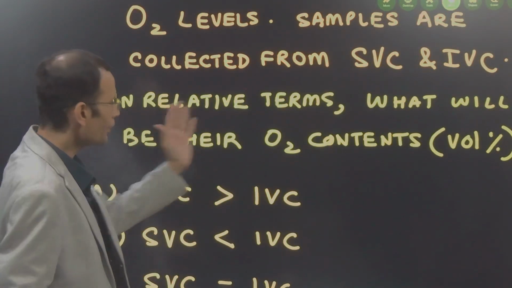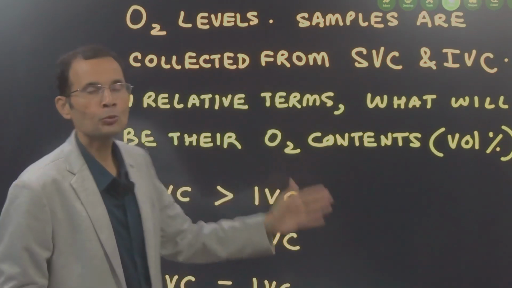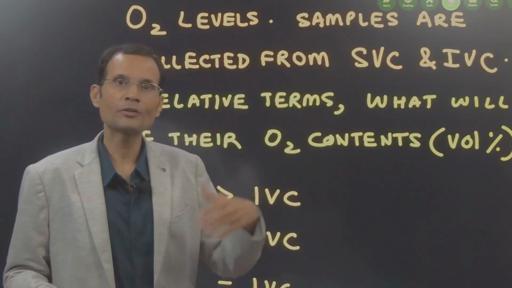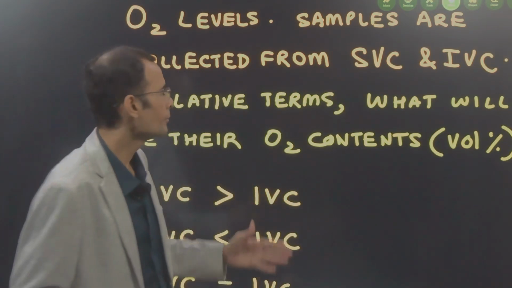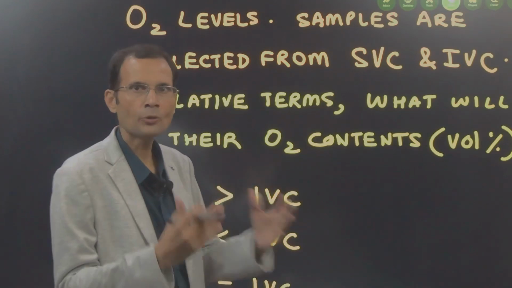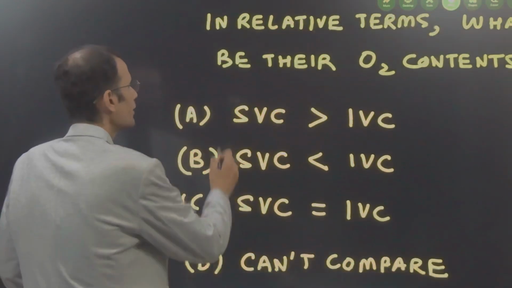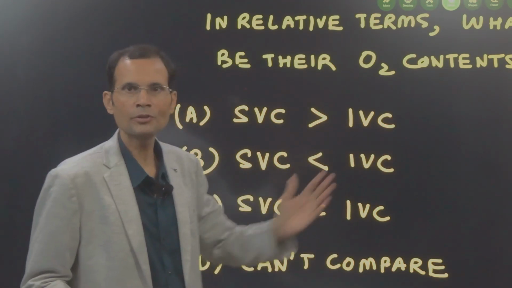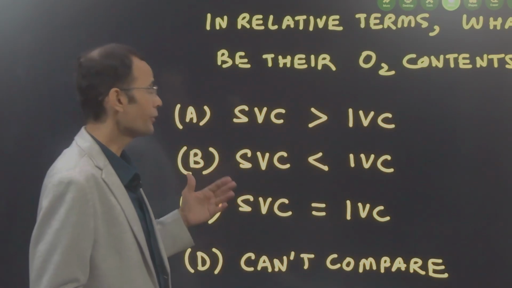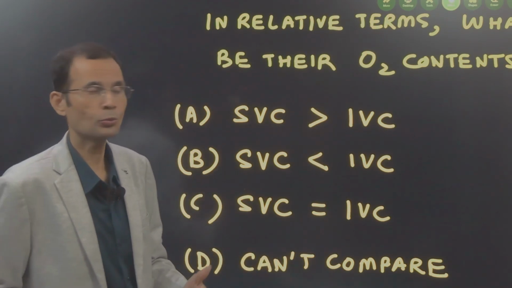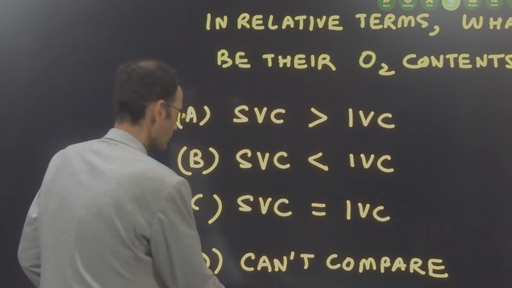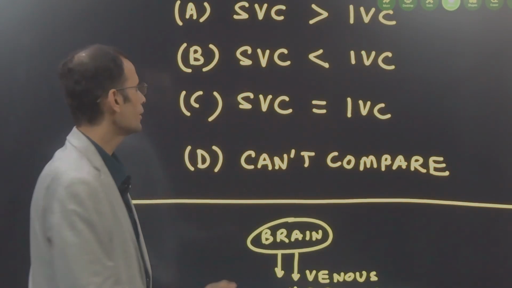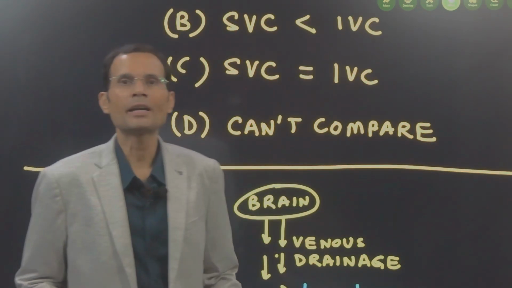Alright, so in relative terms, what will be their O2 contents? I mean, the question is asking you to compare the O2 content of the superior vena cava and inferior vena cava in terms of volumes percent. How does it compare? And the options are superior vena cava has more oxygen content compared to inferior vena cava, or inferior vena cava has greater O2 content compared to superior vena cava, or they both have exactly the same oxygen content, or cannot be compared.